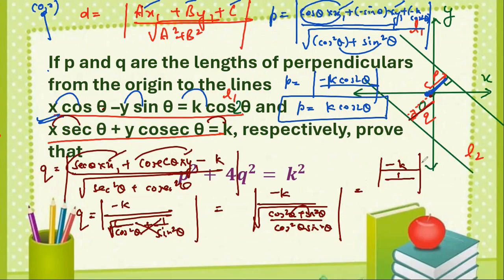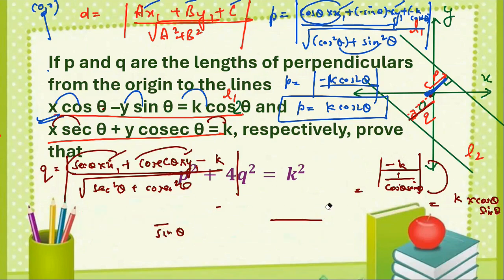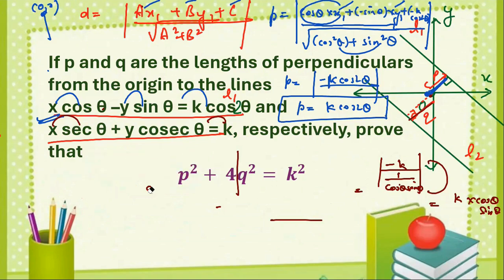Now when this cos square theta, sin square theta, both are in multiplication, come out of the square root, it will become cos theta and sin theta. So this will go above, and when the negative sign comes out of the modulus, it becomes positive. So you are left with K multiplied by cos theta sin theta. So this is the value of Q. I'm just removing this because it is not required now. I got the value of Q.